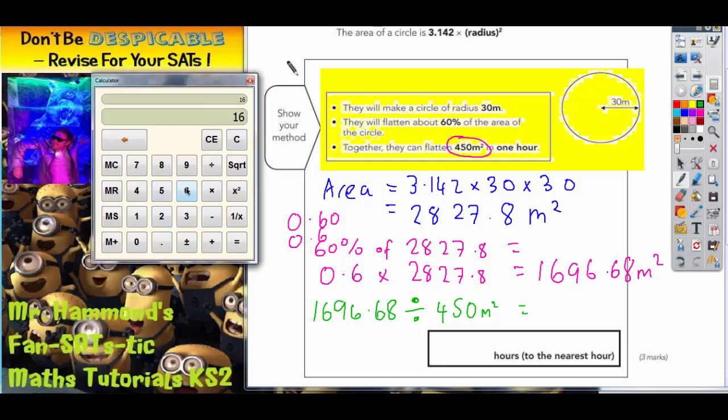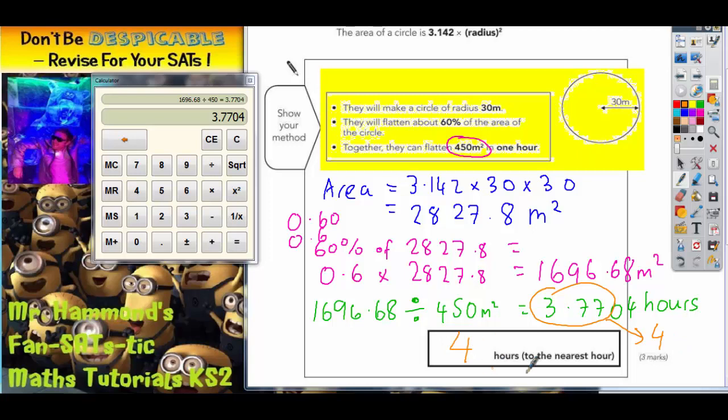So it's 1,696.68 divided by 450. And that equals 3.7704 hours. Now the good news is that right at the bottom of the question, inside the answer box, it says the number of hours to the nearest hour. So 3.77 hours, well, it's more than 3.5, so we're going to round up to 4. So the answer is 4 hours to the nearest hour.